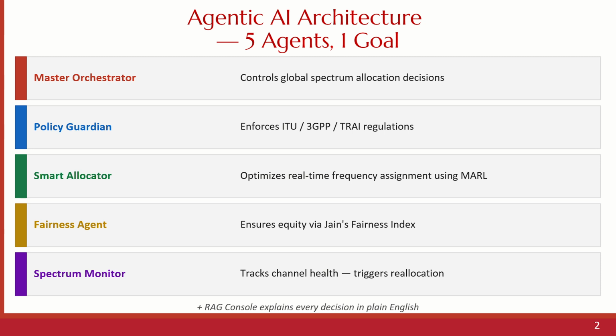We divide the system into multiple agents. Each agent has a role. One controls the decisions, one ensures the policies, one allocates the spectrum, one ensures the fairness, and one monitors the system. So instead of one model, we have a collaborative system, and the RAG adds the explanation capability.